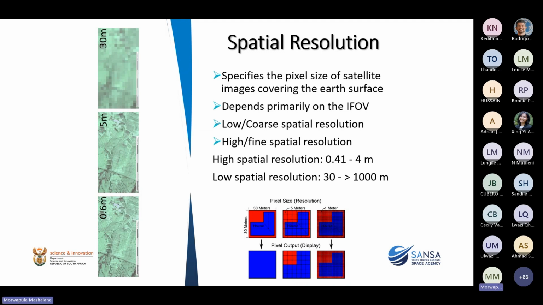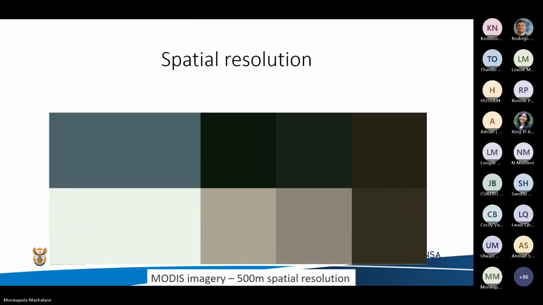looking at the instantaneous field of view. So basically, let's say a 1 meter spatial resolution will be able to give you more information compared to a 500 meter spatial resolution, meaning that the finer the spatial resolution, the higher the resolution. And that's an example of a spatial resolution.